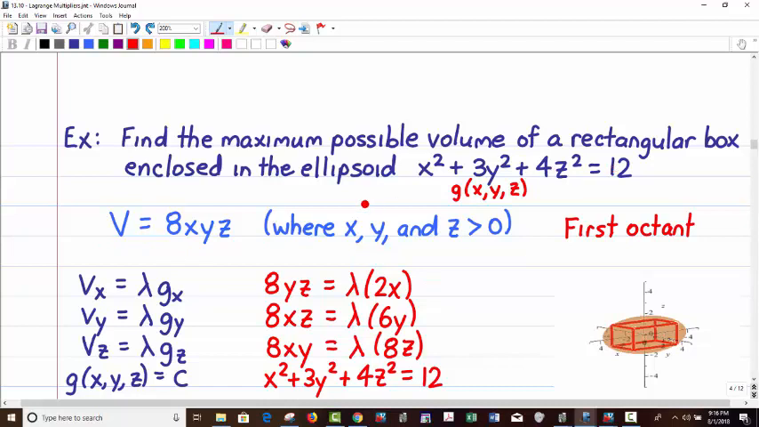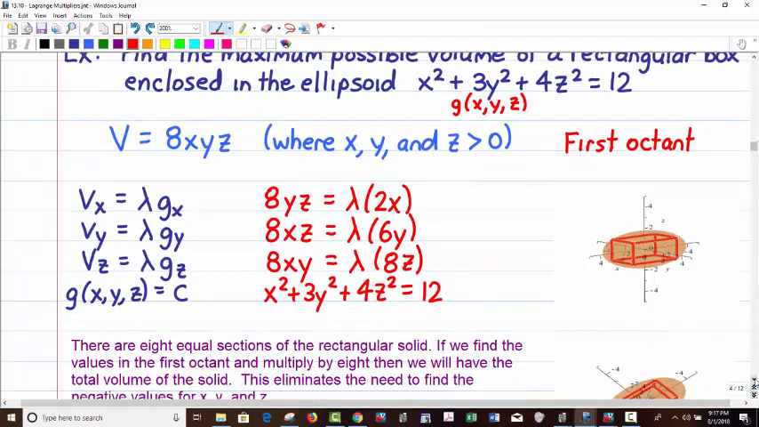Here's the constraint. So the Vx partial would be 8yz, because the derivative of x would be 1. Vy would be 8xz. Vz would be 8xy, with the derivative of z being 1. Now the right side, here's the constraint equation. So these partials with respect to x, y, and z would be 2x, 6y, 8z. And then of course the constraint equation. Of course they all have lambda. So we have 4 variables, 4 equations.